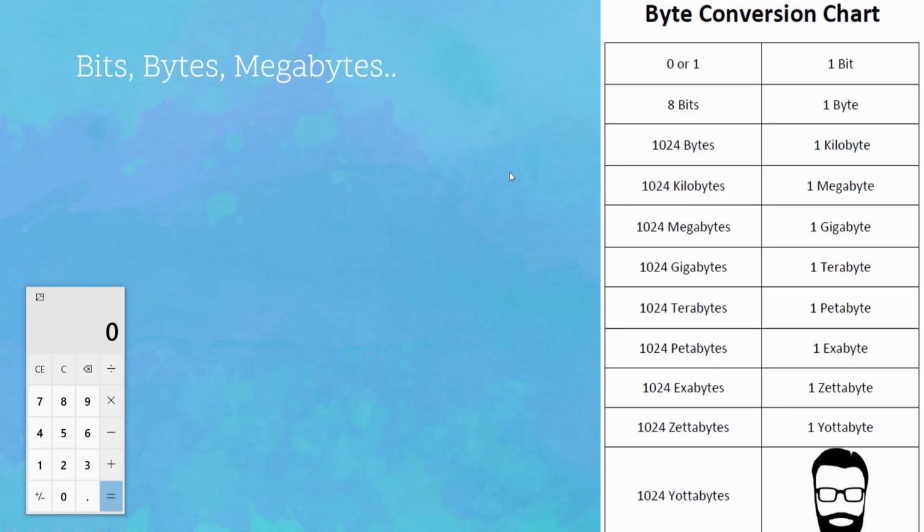Before we move on, we need to know and understand this chart. So we know that 1 bit is 1, but if we have 1 byte, it is a collection of 8 bits. Then if you have 1 kilobyte, it's 1024 bytes. 1 megabyte is 1024 kilobytes. 1 gigabyte is 1024 megabytes. So you really need to know the difference between bits and bytes.